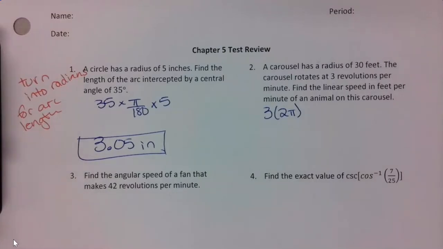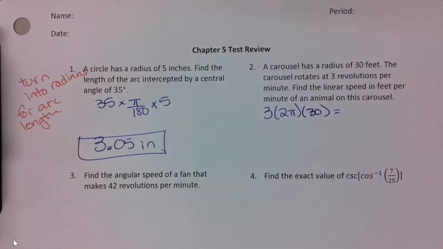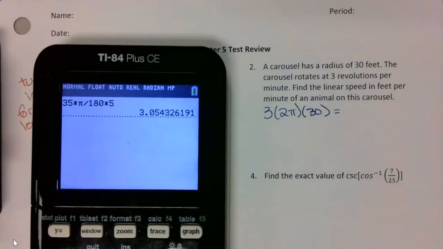And then it has a radius of 30 feet, so I'm going to go ahead and multiply by the 30. Then, again on this one, I forgot to tell you, I want you to round. I'm going to have you round to the nearest hundredths again.